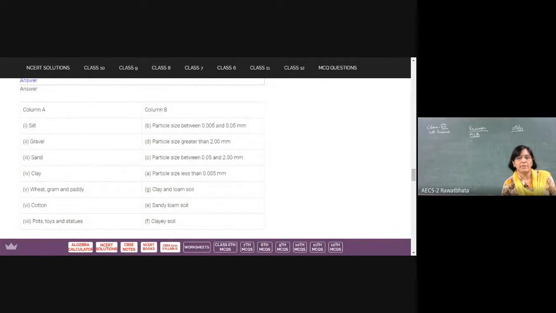For wheat, gram and paddy, clay and loamy soil. For cotton, sandy loam. And for pots, etc., clay soil, of course. Any confusion in these options? No, ma'am. Have you noted down? If you want to note down, or else you can take a screenshot. Okay? Now let's move ahead with the next question.